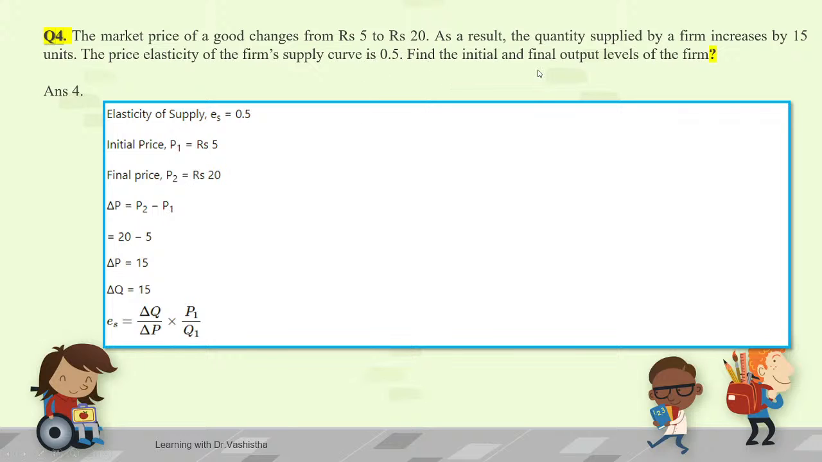Now we have to find out the initial and the final output levels of the firm. We know that E has been given as 0.5. The initial price is given as rupees 5. The final price becomes rupees 20 after the change.